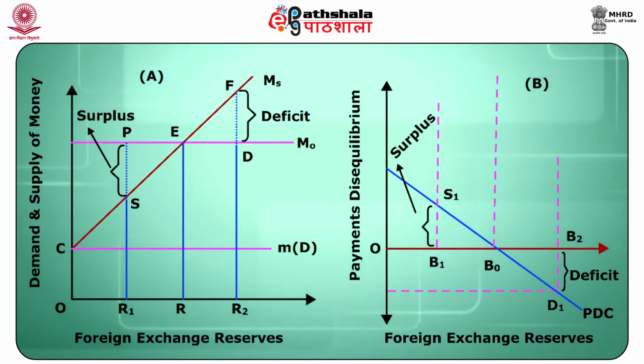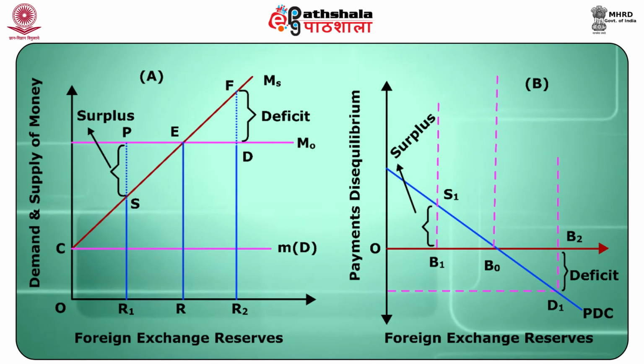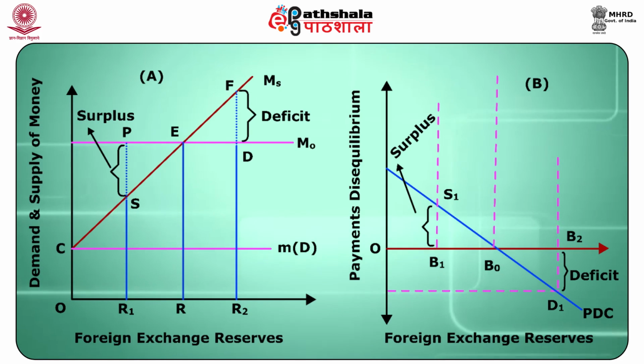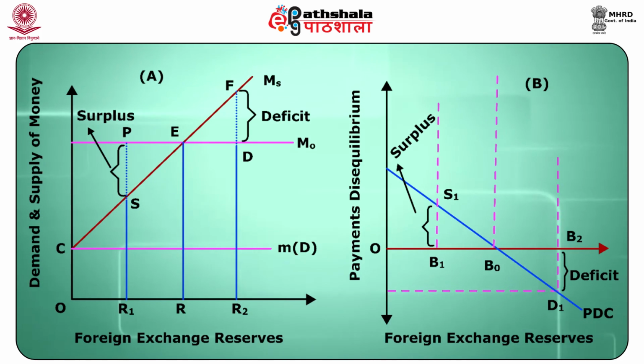It leads to the inflow of foreign exchange reserves, which rise from OR1 to OR and increase the money supply so as to bring BOP equilibrium at point E. On the other hand, if MS is greater than MD, there is a deficit in the BOP equal to DF. There is an outflow of foreign exchange reserves which decline from OR2 to OR and reduce the money supply so as to re-establish the BOP equilibrium at point E. The same process is illustrated in panel B of the figure, where BOP disequilibrium is self-correcting or automatic when B1 S1 surplus and B2 D1 deficit are equal.